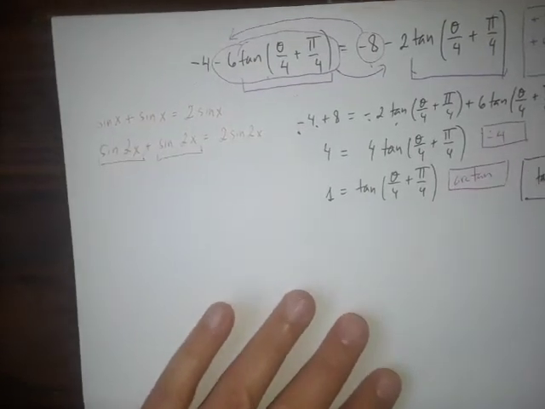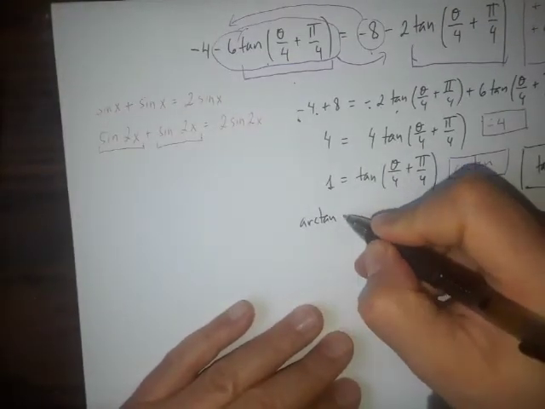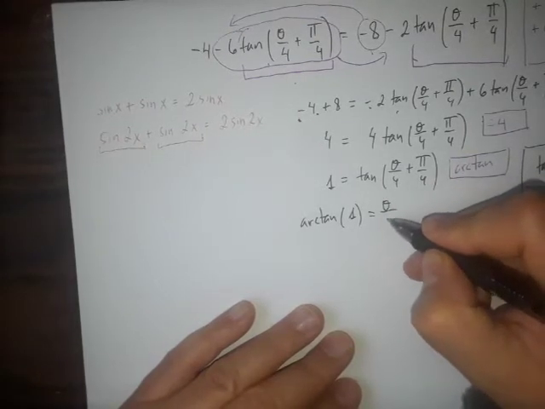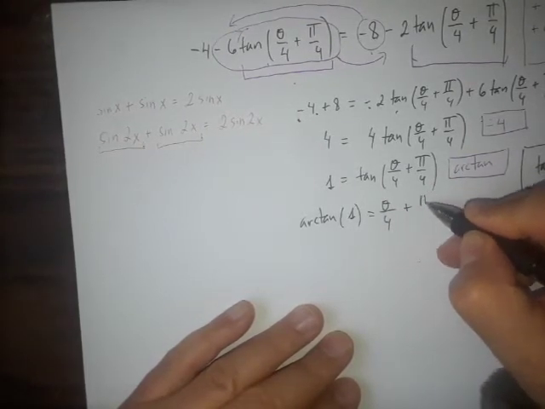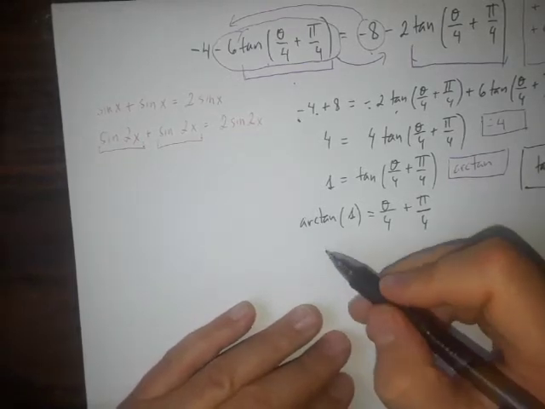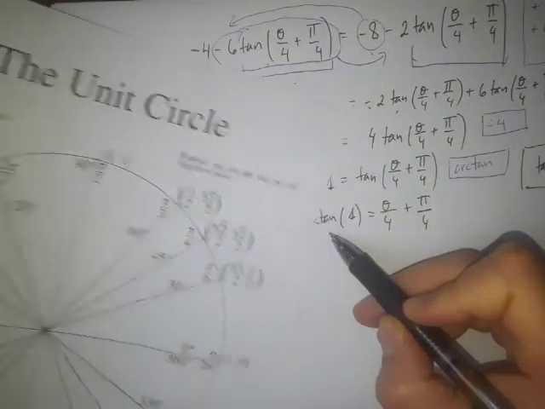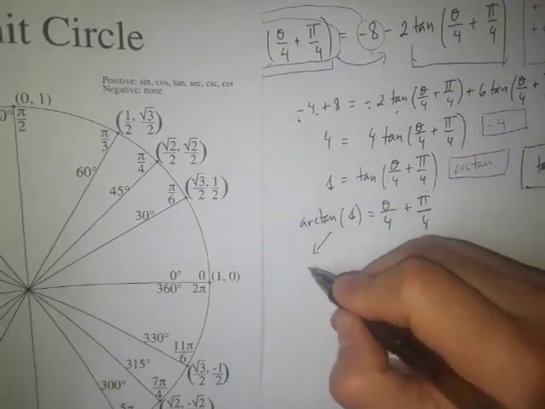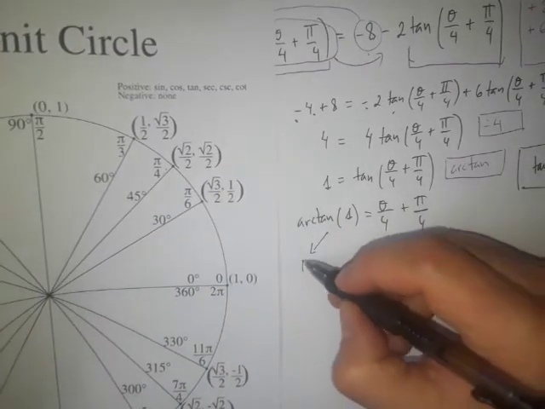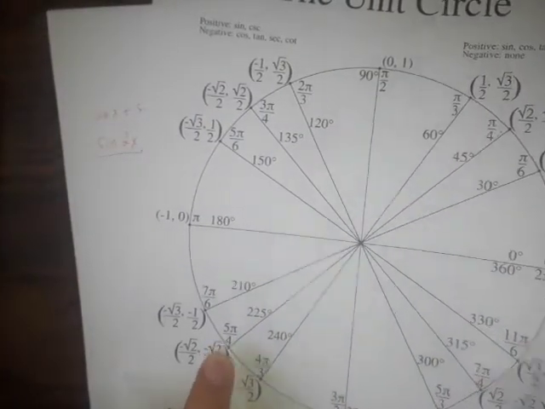Arctangent, both sides. And then what we're going to write is arctangent of 1 equals theta over 4 plus pi over 4. Okay? And now it's when we use the unit circle for this, right? And we know that it's 1 for pi over 4 and for 5 pi over 4.